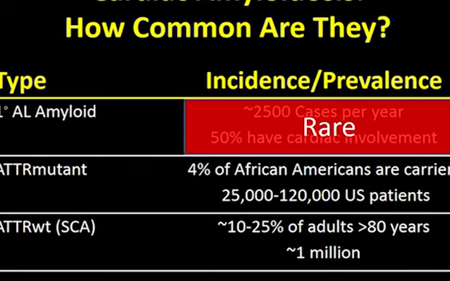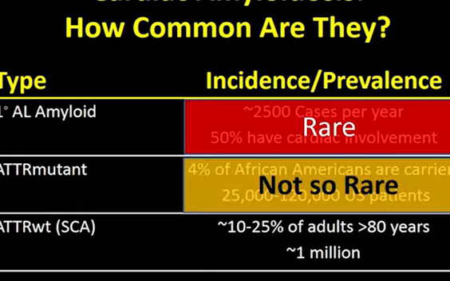There is a common mutation in individuals of Irish descent, which is called THR60ALA, in which alanine replaces threonine at the 60th position of the protein, which also affects individuals with mutant transthyretin amyloidosis in the U.S. So I would consider this to be not so rare.